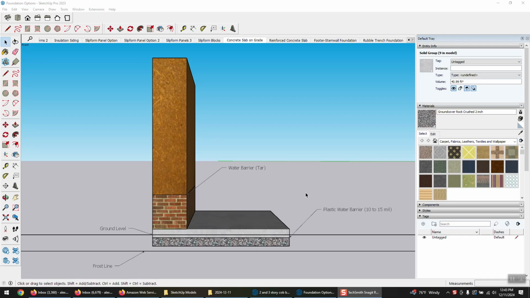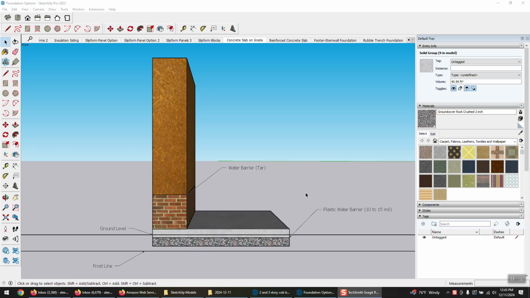In this video, we're going to talk about foundations. This is one of the most important lessons in this whole course, I would say, because foundations are very important to the longevity of your building, and foundations often get overlooked, especially when it comes to cob buildings and natural style buildings. So in this video, I'm going to show you four different design models for foundation styles.